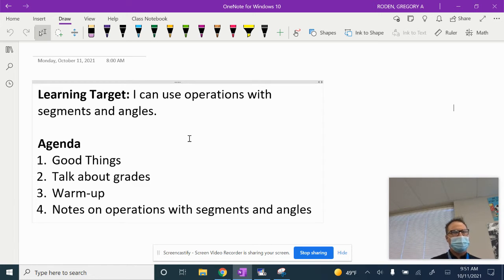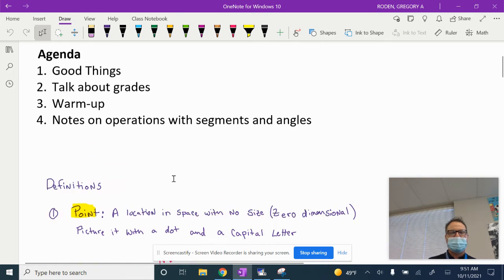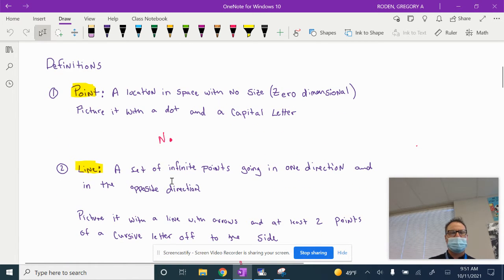Okie dokie. So before we move on to that and I show you what we're doing, I want to get some things into our notes that we haven't talked about that we really need to get in. I kind of skipped them a little bit, so we need to actually get them formally into our notes. So let me unfreeze this. Okay. So the first thing we want to talk about is a point.